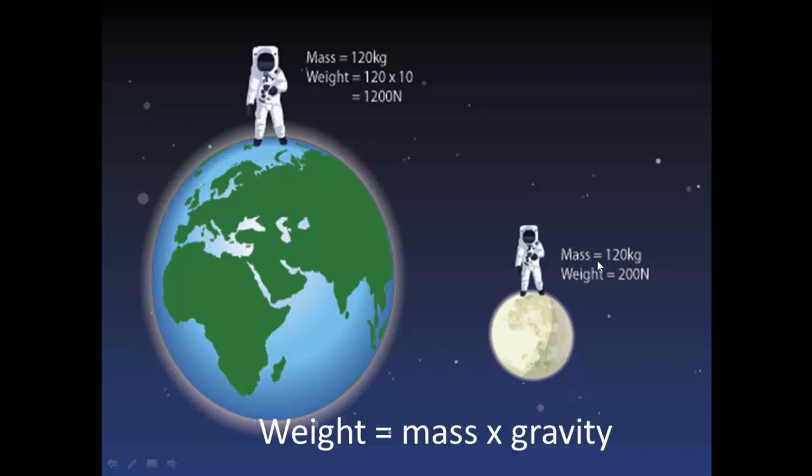But when this astronaut goes to the moon, he still has the same body mass, that is 120 kilogram, but he has a different weight. His weight is only 200 Newton. Why only 200 Newton? Because moon gravity is only 1/6 of earth gravity. So your body mass is still the same wherever you live, but your body weight changes depending on where you live. So the one that can change is weight, not mass.